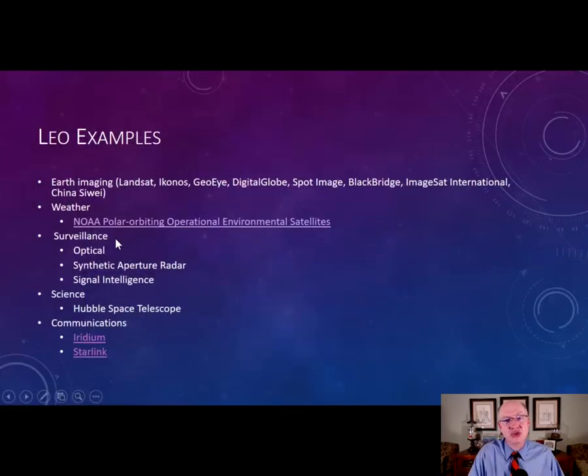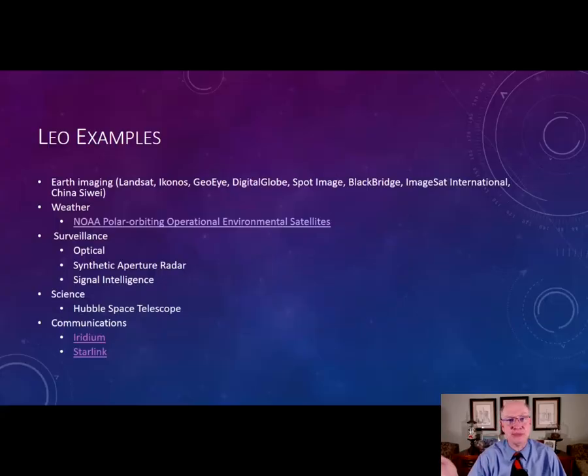Obviously, low Earth orbit is used for surveillance satellites. We've talked already about the optical spy satellites that are taking pictures of the Earth. There are also spy satellites that use synthetic aperture radar. This is where the satellite bounces radar waves off the surface, and this allows nations to see through cloud cover. For example, it would be very difficult if someone built a military base in an area that's often covered in clouds. Your optical imaging satellite couldn't see what's below the clouds.